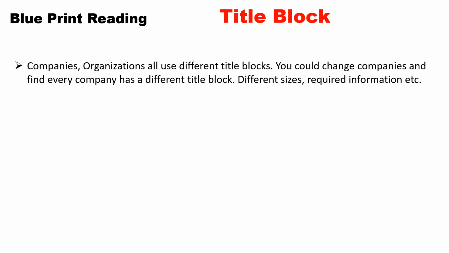So companies, organizations all use different title blocks. You could change companies and find every company has a title block a little bit different from the other one. Different sizes and different required information in a title block.